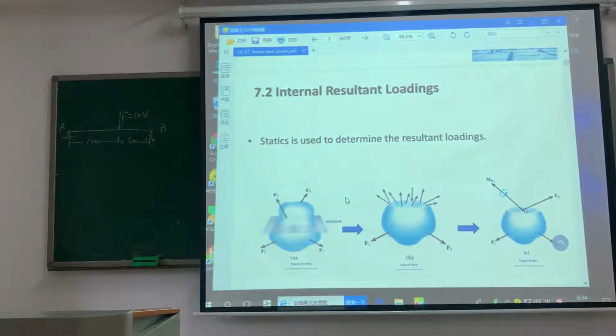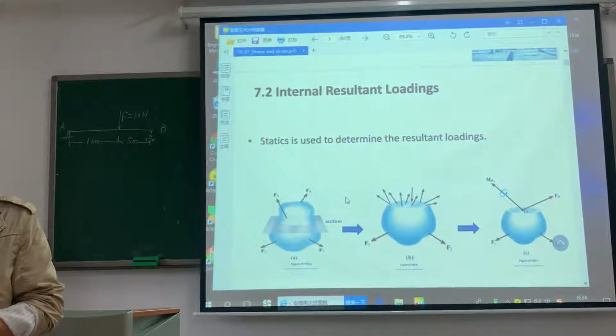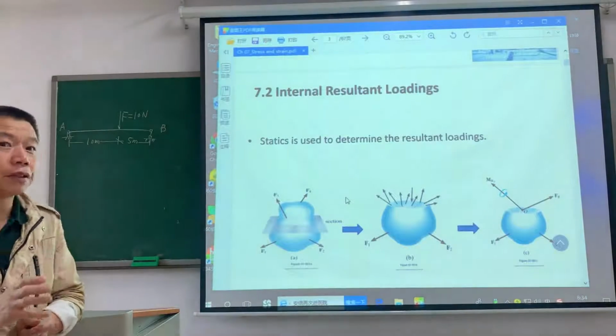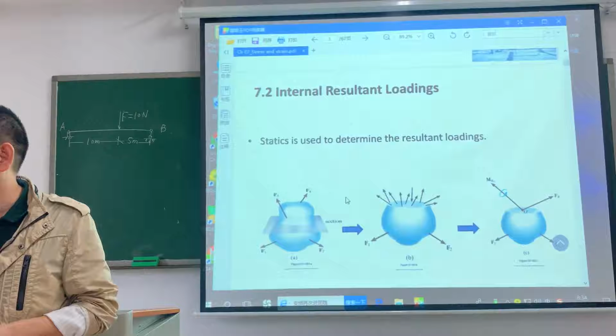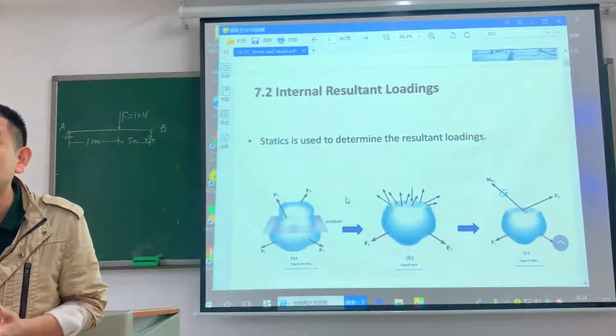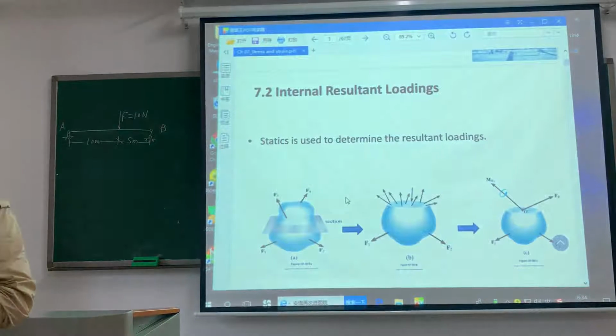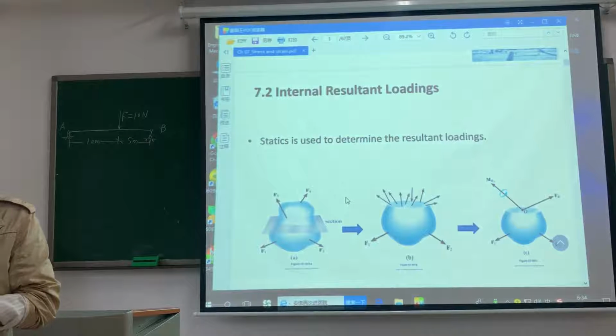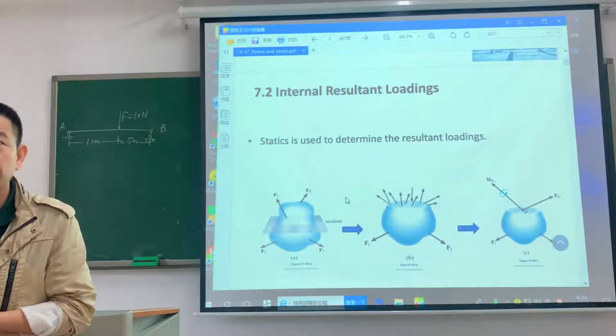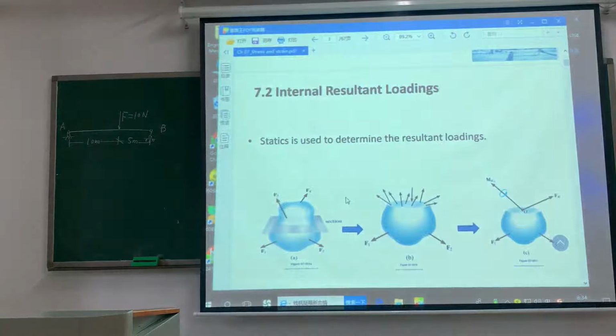When you want to design a member, at first we have to know the loading exerted on the member. Yes or no? Statics can find the loading. At first, we have to draw the free body diagram. Do you know the free body diagram? Do you know how to draw it? Try it.